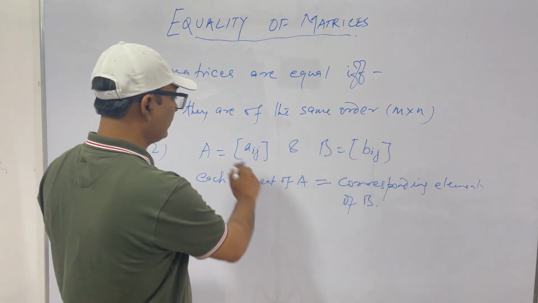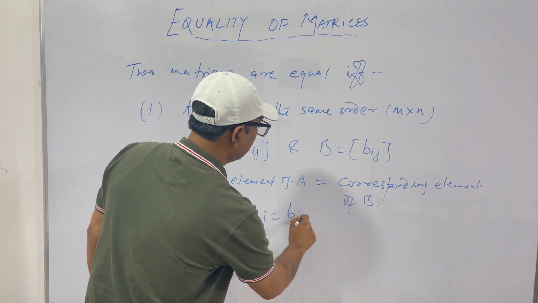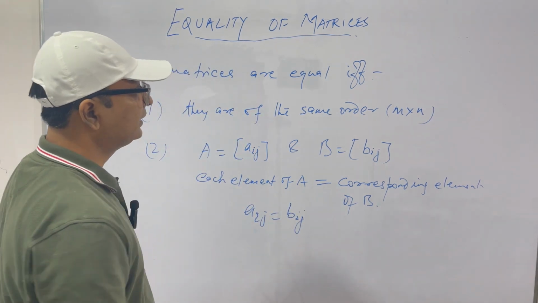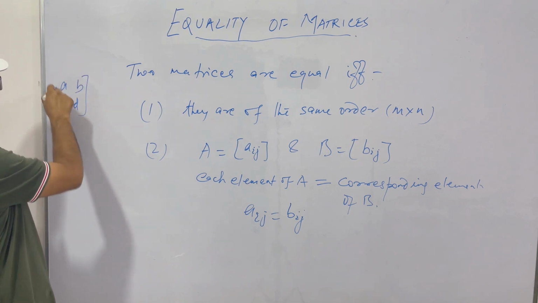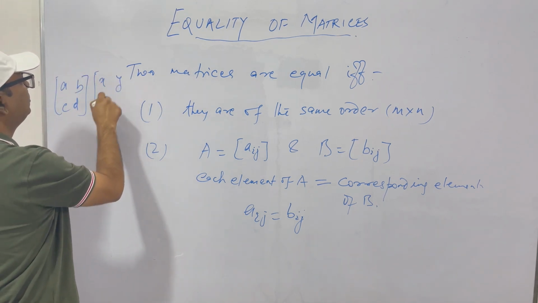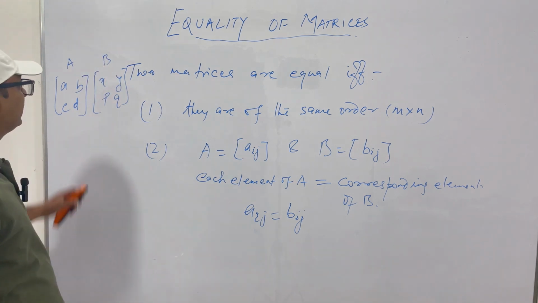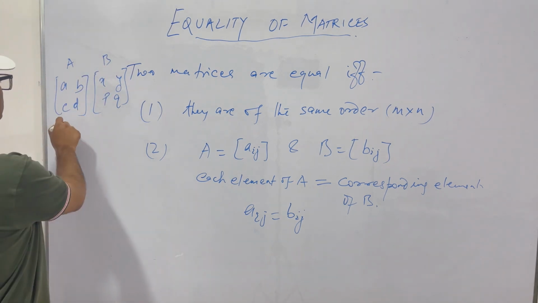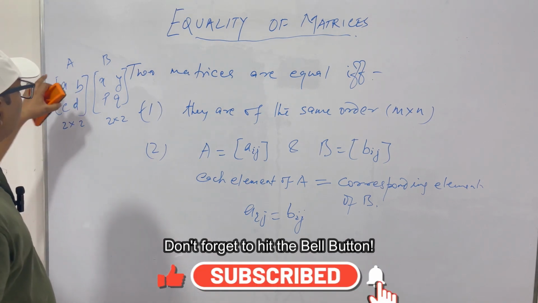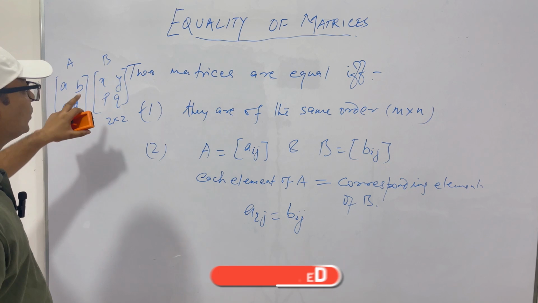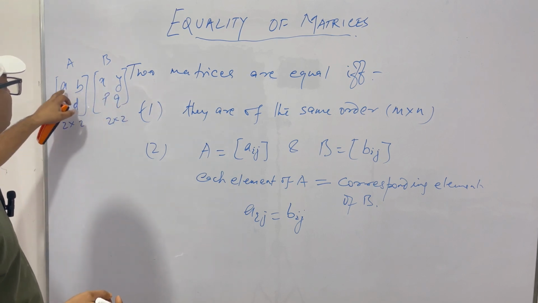What is the meaning of this? From here I would say aij is bij. What is the meaning? Corresponding element of B. That is, let's say our A, B, C, D, this is the first matrix, and X, Y, P, Q, this is the second matrix. This is matrix A, this is matrix B. First of all, both are of the same order, 2 cross 2, 2 cross 2. First condition is met. Second, each element of A, how many elements are there in A? 4, 1, 2, 3, 4. Each element of A is equal to the corresponding element of B. Corresponding element of B does not mean that A is equal to Q.